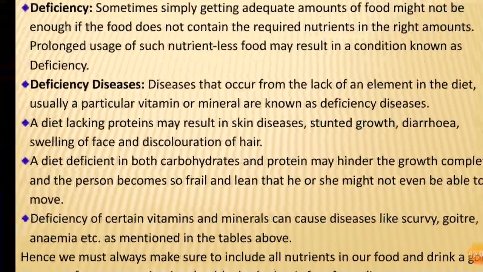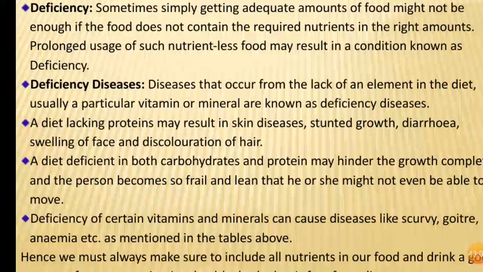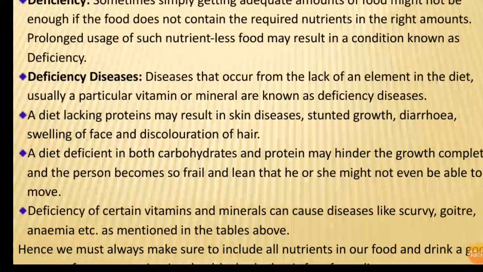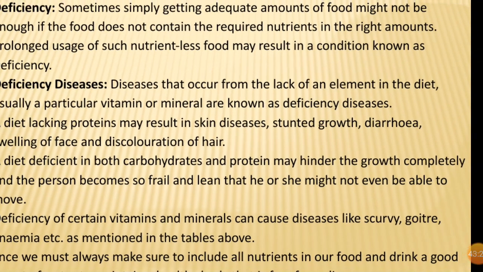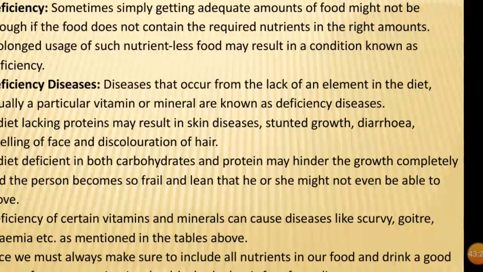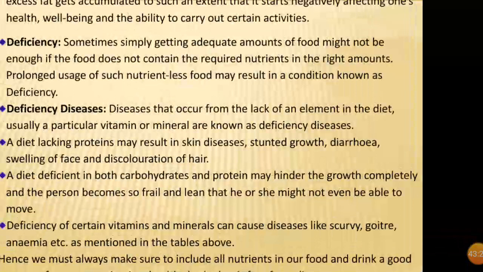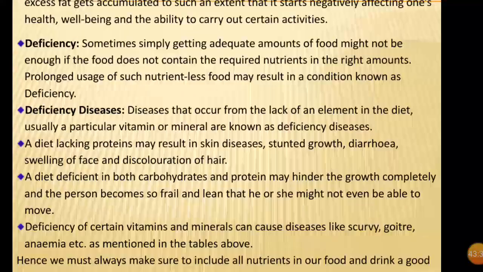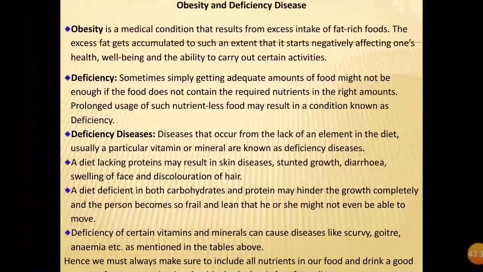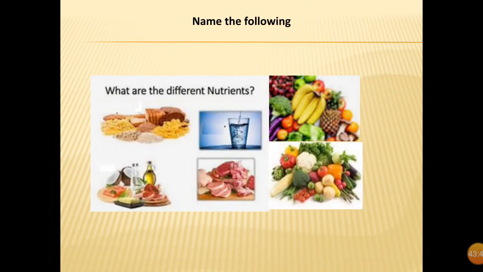That means due to this lack of protein and carbohydrates, a person gets weak. Deficiency of certain vitamins and minerals can cause diseases like scurvy, goiter, anemia, etc., as mentioned in tables. Hence, we must always make sure to include all nutrients in our food and drink a good amount of water. I hope everybody understands why it's important to have healthy food.